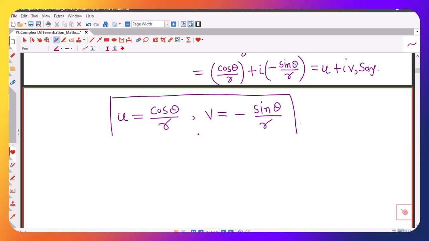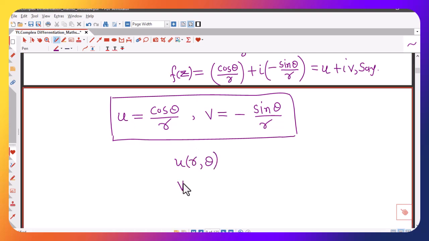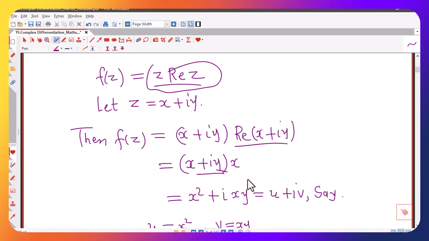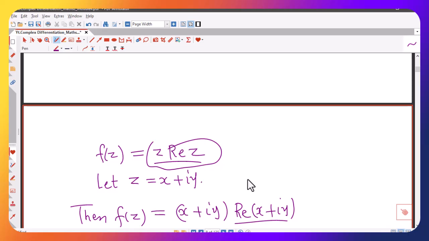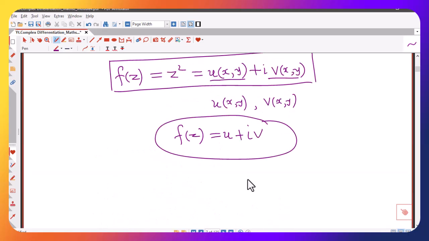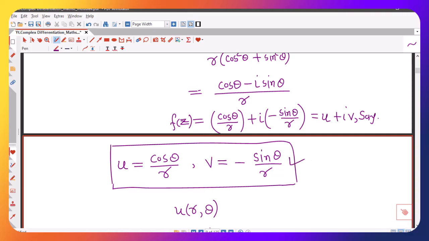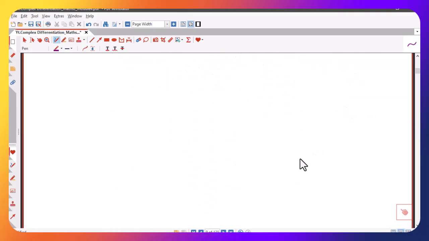So sometimes we will require to find out real and imaginary parts of a given complex function in terms of polar coordinates also. Here u and v are expressed in terms of polar coordinates r and theta. So this will also be required, that how we can write down f of z as u plus iv, where sometimes we find u and v as functions of x and y, and sometimes we will require u and v as functions of r and theta for determining the differentiability of the given complex function.